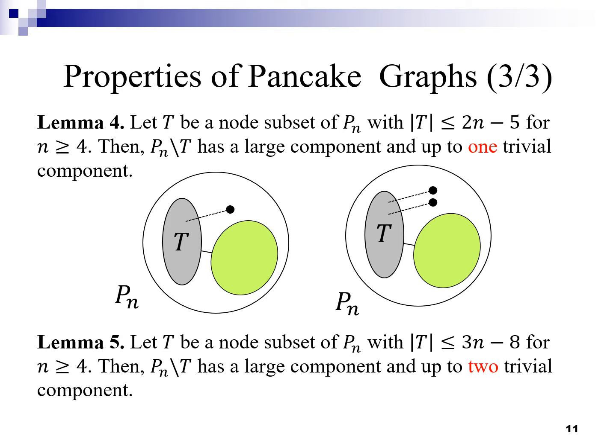And now lemma 5 describes that let T be a node subset of P_n, where the number of nodes in T is at most 3n minus 8 for n at least 4. Then P_n minus T has a large component and up to 2 trivial components.